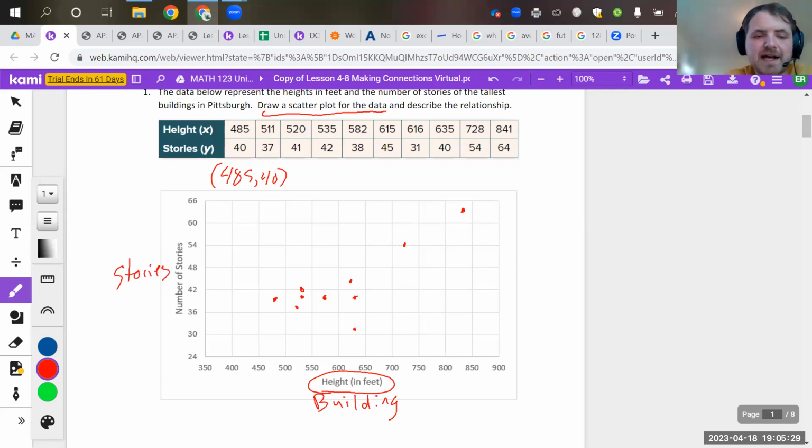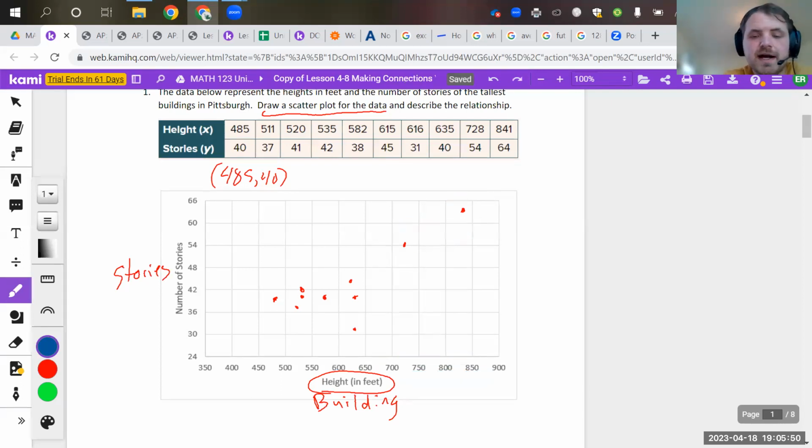As you can see the relationship here, when I'm only down here in the 400s, 500s, I've only got between 30 stories and sometimes 40 when we're at that 500 level. But as we get closer to 700, 800, it's jumping over 50 story buildings.